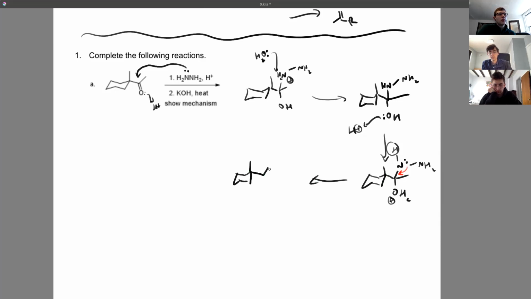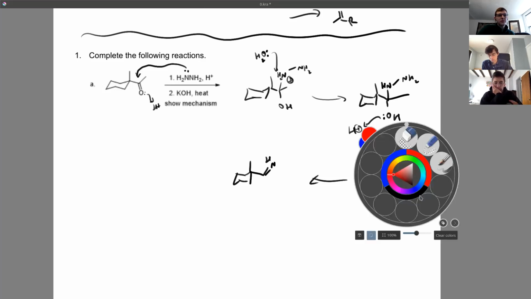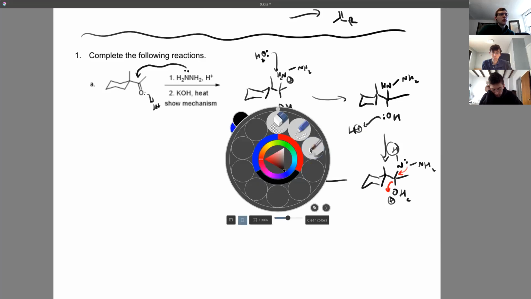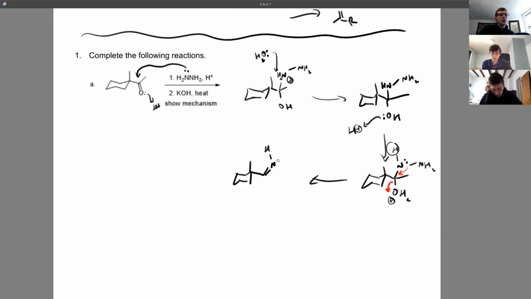Well, from there, now we get this NH plus. Oh, sorry. I was making 5 bonds on a carbon. Now we have to kick off this water while we do it. And so, here we go. There's an NH, and there's an NH2 still hanging off the side here. And now this nitrogen is positive. We've gotten rid of our water. It's gone.